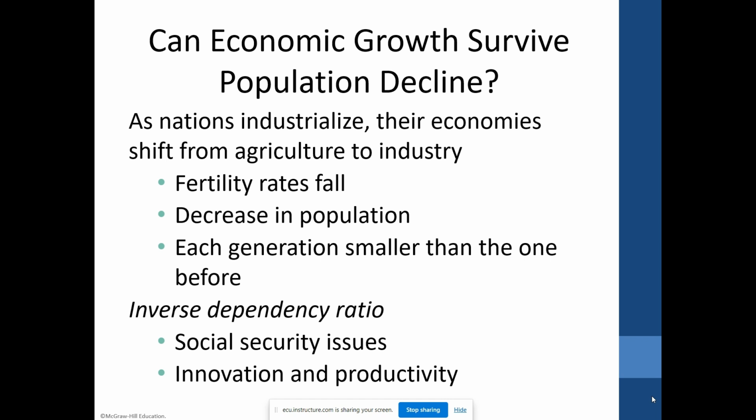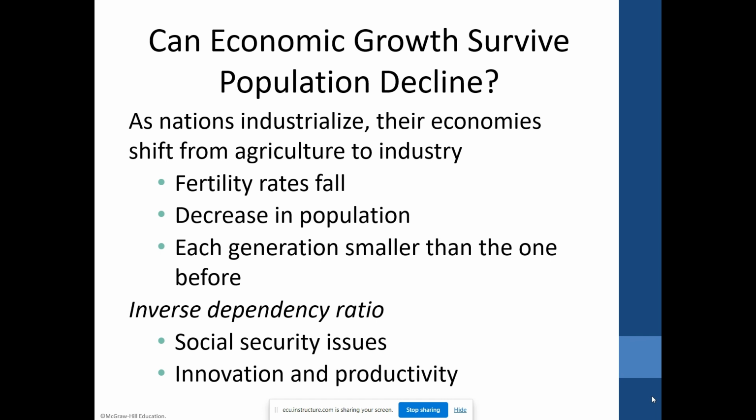As nations shift from agriculture to industry, fertility levels plummet and birth rates fall dramatically. So the labor force is shrinking while the population swells, resulting in each generation being smaller than the one before. This trend is known as the inverse dependency ratio.